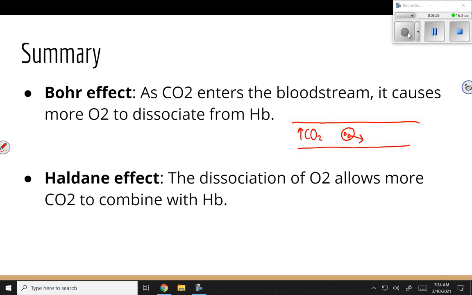And then the Haldane effect. The dissociation of oxygen allows more CO2 to combine with hemoglobin. They don't bind to the same spot, but the binding does cause a shape change. So once the oxygen leaves the hemoglobin, that allows the CO2 to bind to the hemoglobin. Pretty cool.